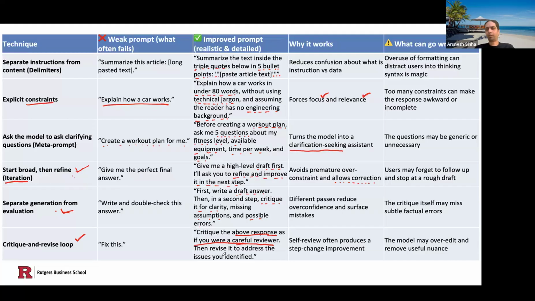Then either in the same prompt or in another prompt, you can ask the LLM to revise the document to address the issues that were identified. So of course, a self-review often produces a good draft. If you do these things together, this ensures that your final product is of a much better quality than if you were to just tell it your requirements in one go and ask it to generate a final answer.